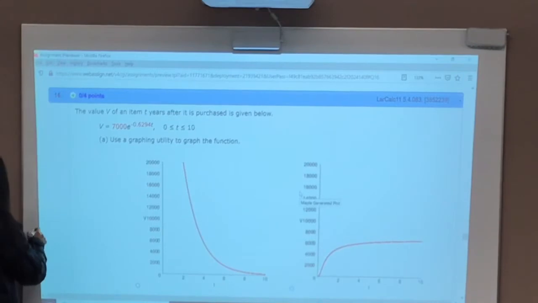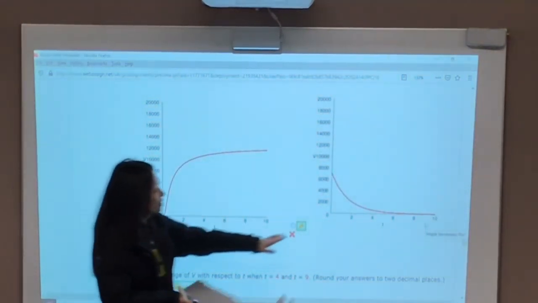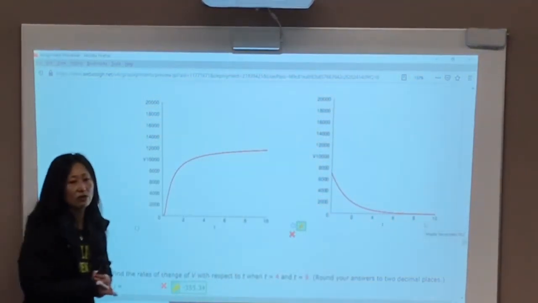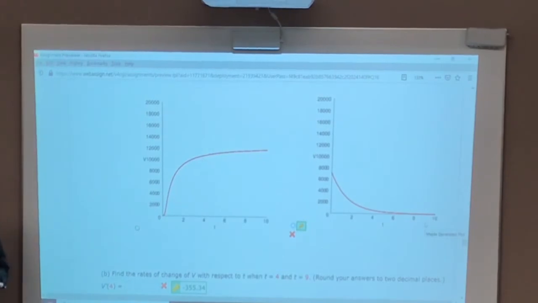Remember the graph? If it's positive, what does it look like? The concavity is up. So we're going to use a graph utility to graph the function. When you graph, your answer looks like what? It's going down. It's not going up because it's negative. It's going down. Are you with me, class? All right.